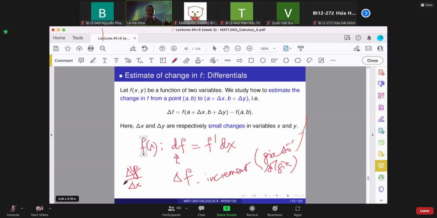So for one variable, for two variables, we can have the same. If we have delta x and delta y, increments of x and y from (a, b) in each direction, you can have delta f, which is the new value minus the old value. This is the increment, the increment of two variables, right?